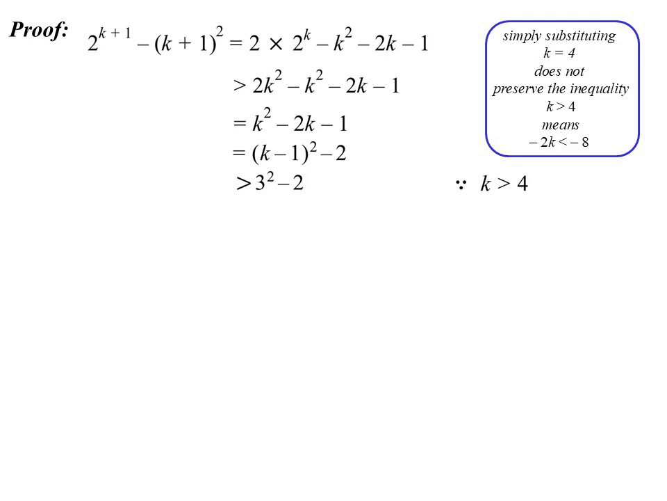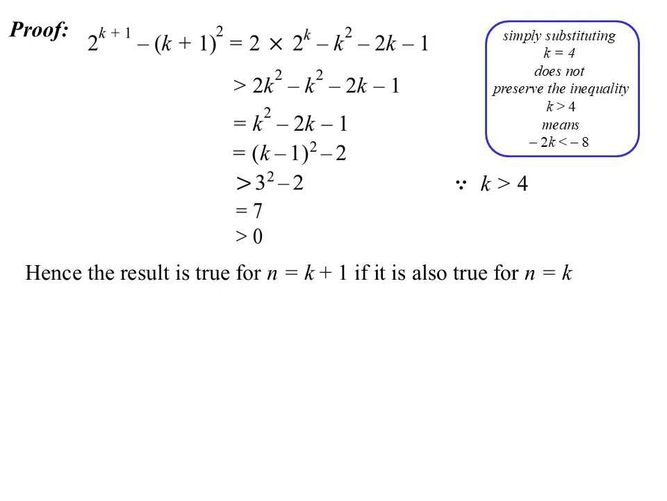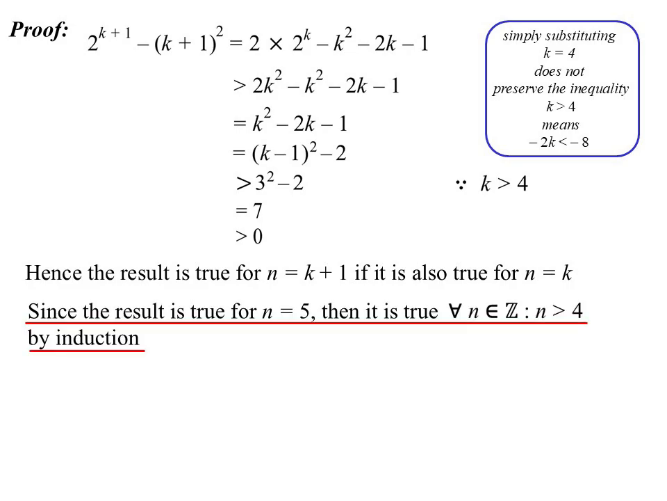So then I highlight yes. And we get the answer 7, and 7 is greater than 0. Yep. It's true for k plus 1 if it's also true for k. Since it's true for n equals 5, then I know it's going to be true for all integers greater than 4. Let's try this one.